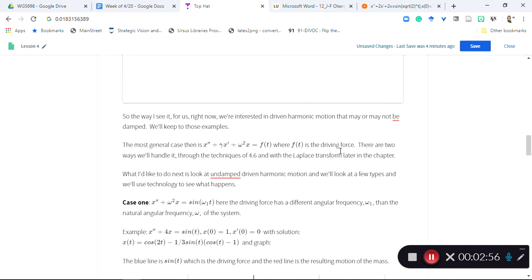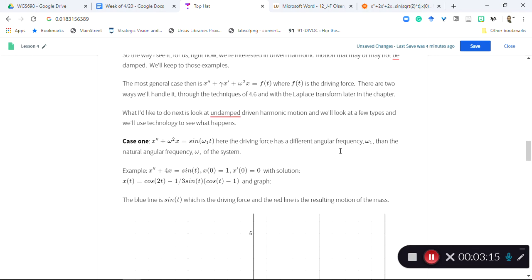So if you're a circuits person, think LRC circuit. If you're mechanical, think some sort of damped suspension system or whatnot. And we're just going to focus on this one case. And we're going to try out new techniques on this one case. Now, case 1, we have x'' + ω²x = sin(ω₁t).